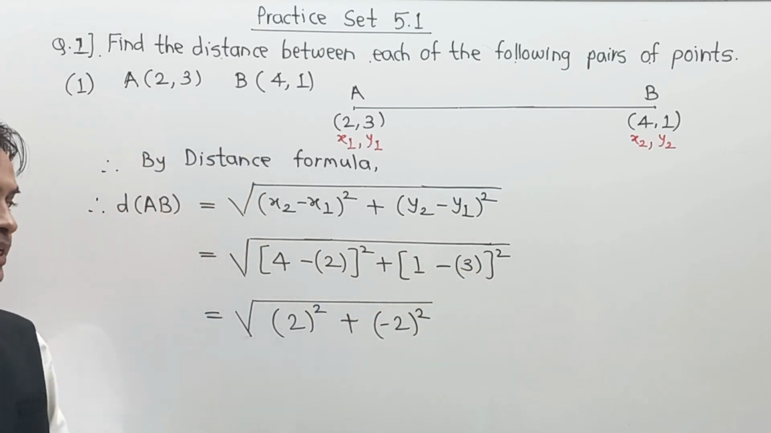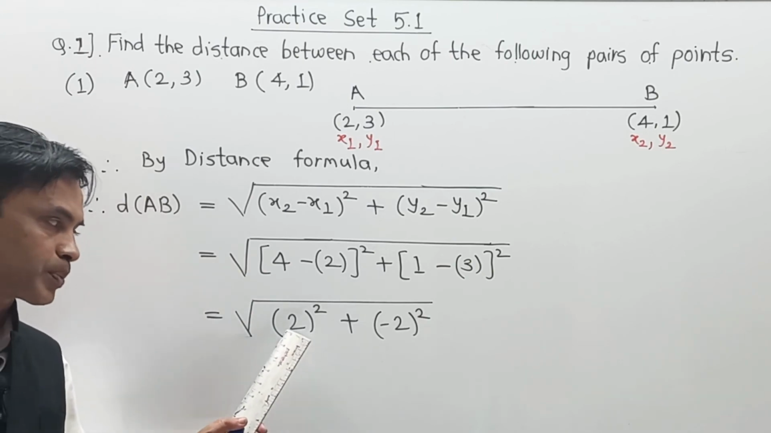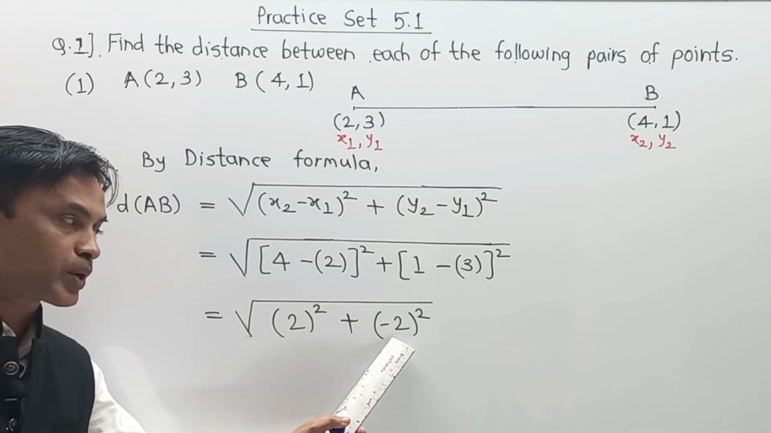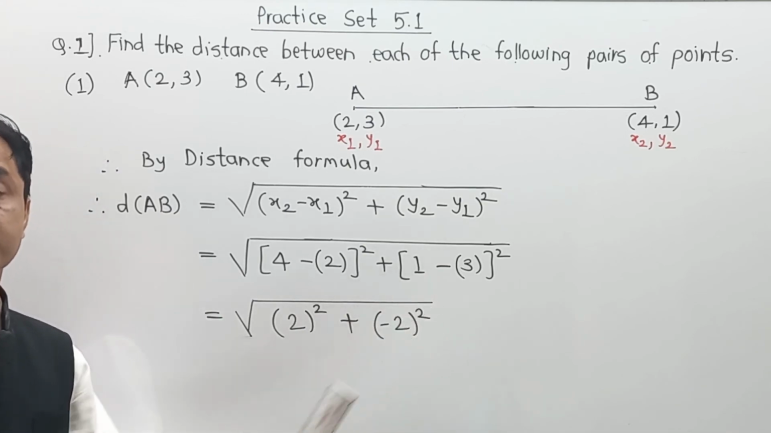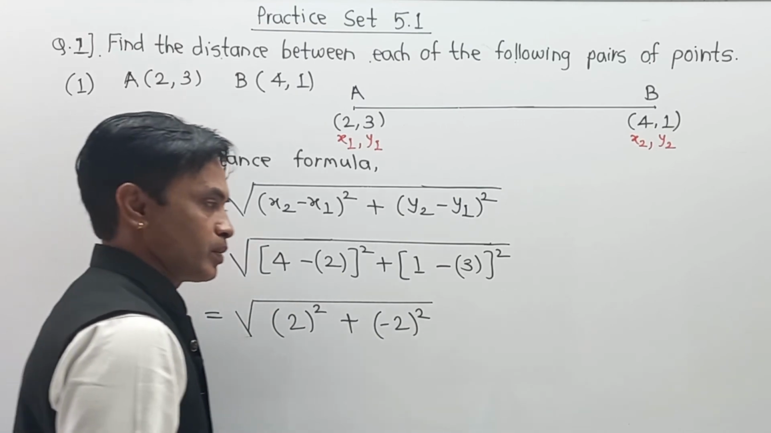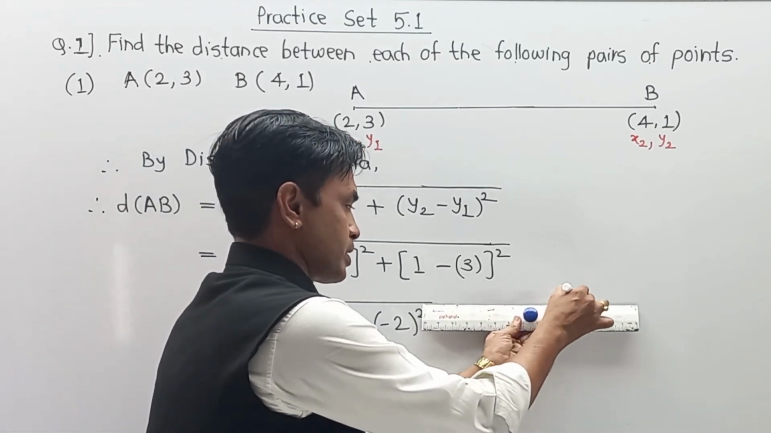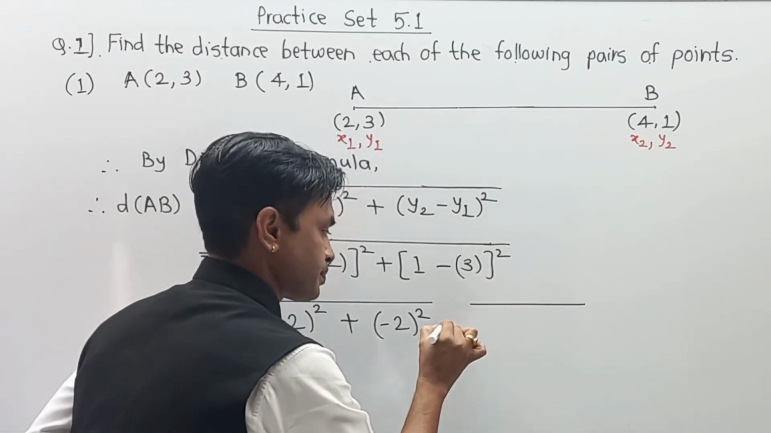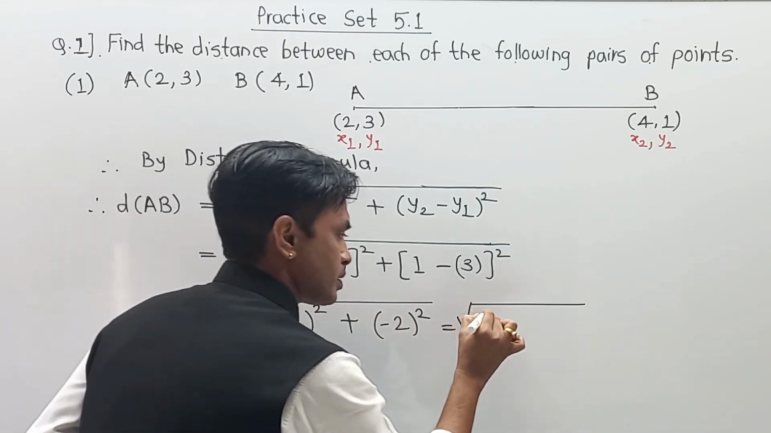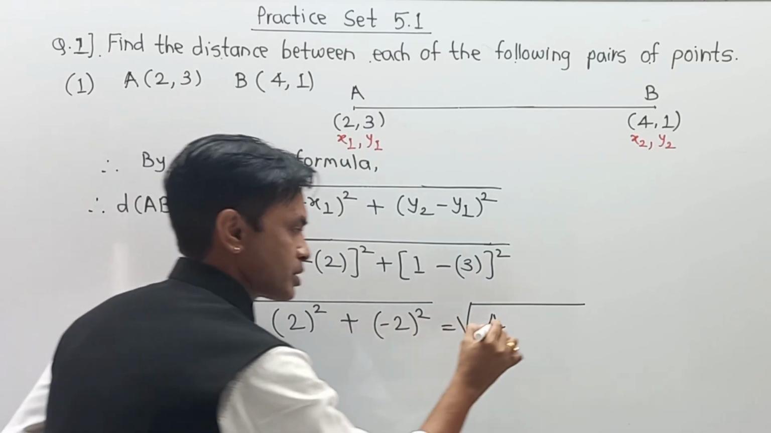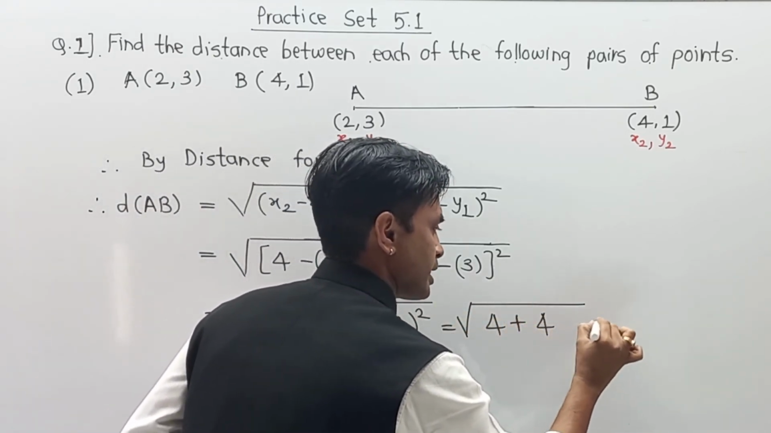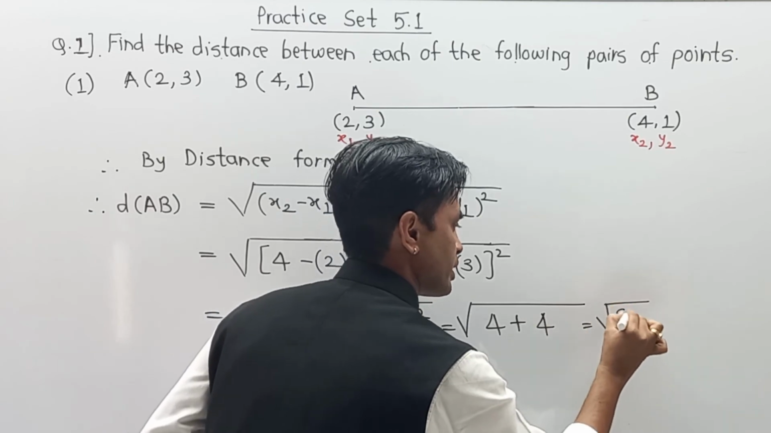And here you can understand the positivity of this part. If this value is plus 2, its square is positive, and if this value is minus, again its square is positive. Means every time after square expansion you are getting this value as a positive value. Next step for simplification: 2 square is 4 plus again 2 square is 4, and this entire value becomes under root of 8.